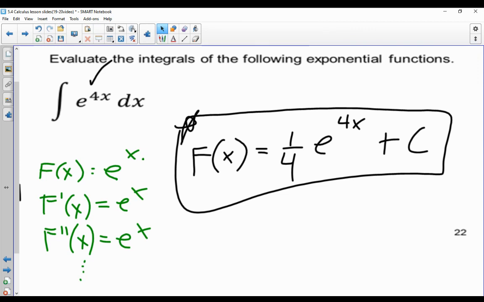E to the x is that special equation where it's its own derivative, thus it is also its own antiderivative. It's a very neat trick. But anyway, that's the one thing I want you to remember from this lesson, that e to the x is its own derivative and its own antiderivative.